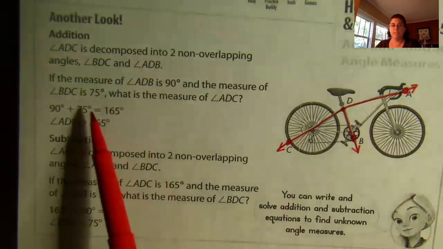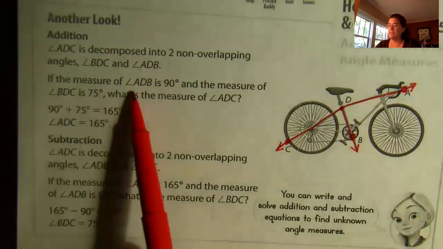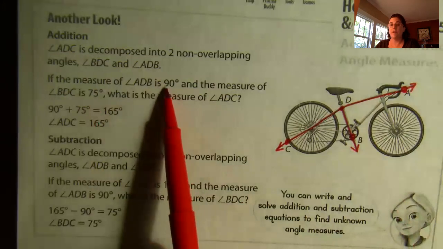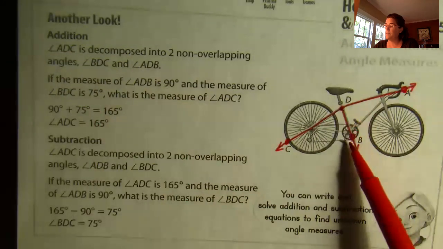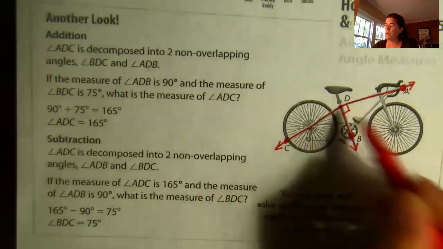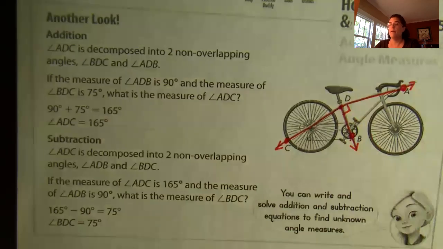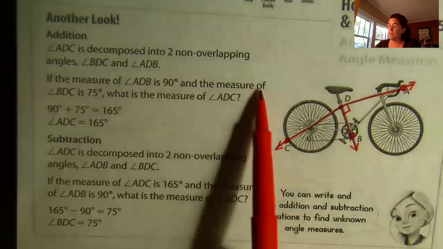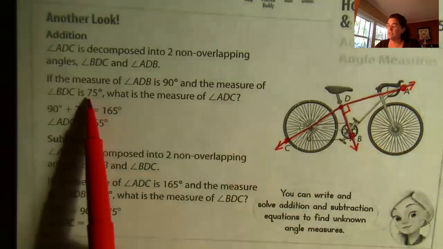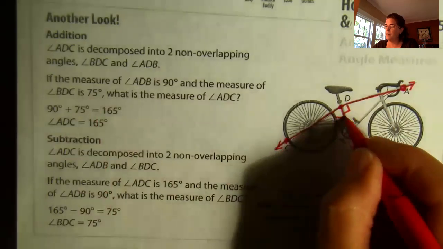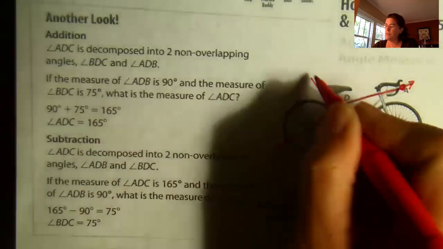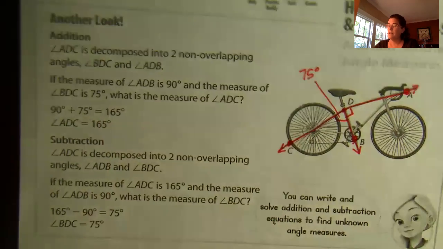So it says, this information tells us that the measurement of ADB is 90 degrees. So I'm going to find that angle on my diagram, ADB. And I'm going to go ahead and put a little box there because that's the symbol for a right angle. And we know that a right angle is 90 degrees, right? Very good. All right, then it tells us the measurement of BDC is 75 degrees. So BDC, this angle here, I'm going to draw it up here, is 75 degrees.